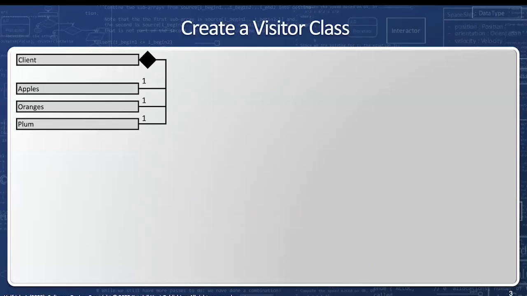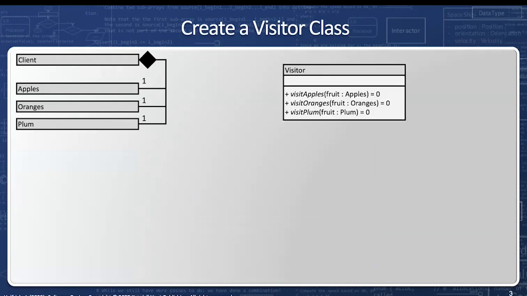So I'm going to have my initial class diagram with apples, oranges, and plums. And the first thing I'm going to do is create a visitor class. And this is going to be the message. And it's going to have three methods: visit apples, visit oranges, and visit plums. And these are pure virtual functions, as you can tell by the equals 0, which makes visitor an abstract class.